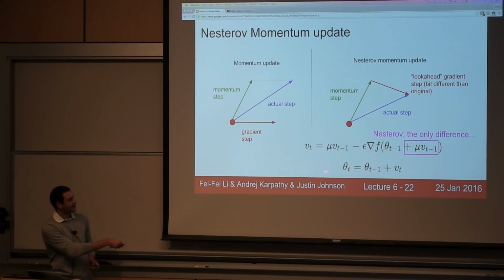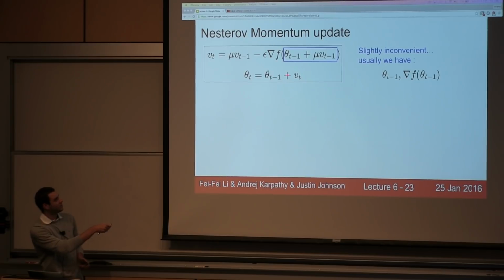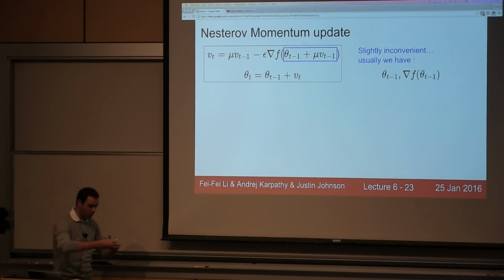And now there's a slight technicality here, which I don't think I'm going to go into too much, but it's slightly inconvenient. Normally we think about just doing a forward pass and backward pass. So what we end up with is a parameter vector theta and the gradient at that point. But here Nesterov wants us to have a parameter theta and a gradient at a different point. So it doesn't quite fit in with a simple API that you normally have in your code.